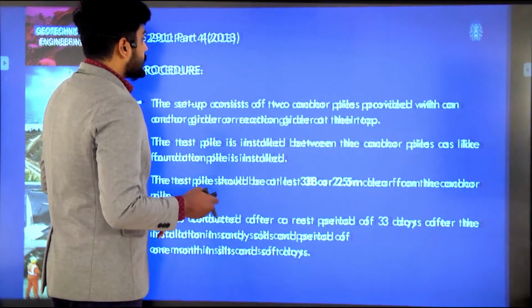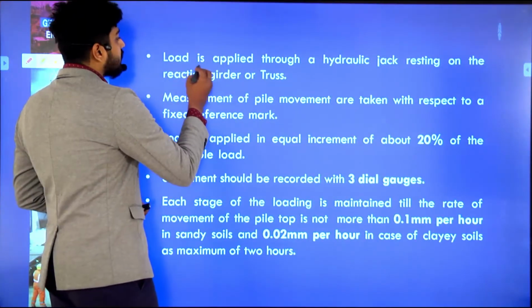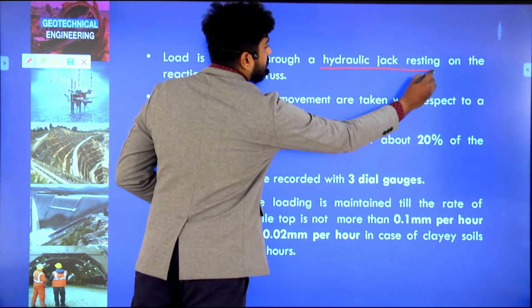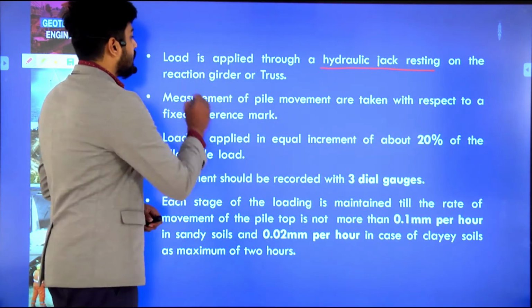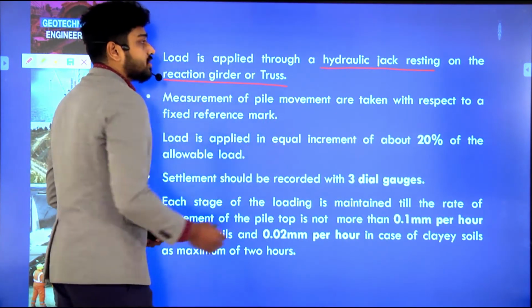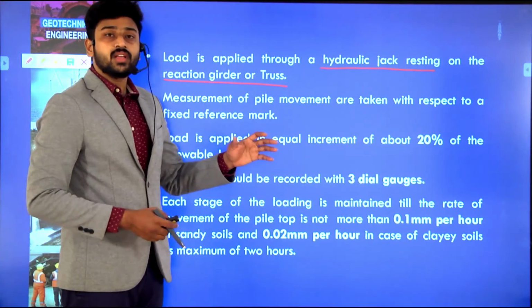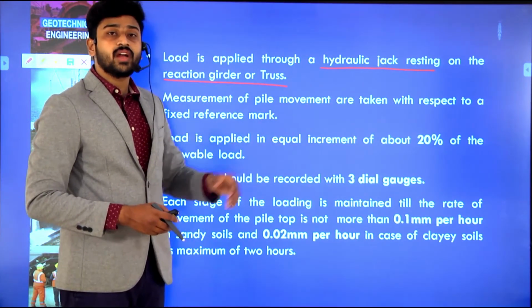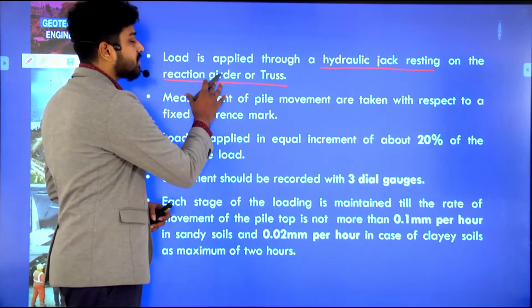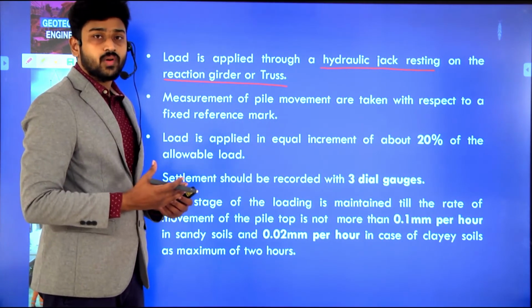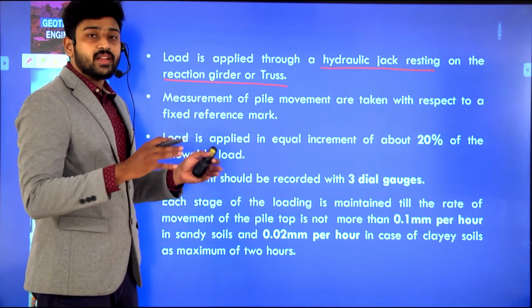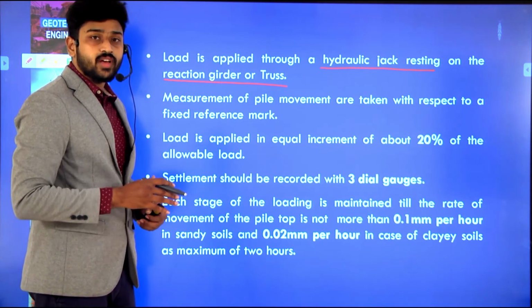Now, the load is applied through the hydraulic jack resting on the reaction girder or the truss. That means whatever the load is, it is applied through this hydraulic jack that is resting on the reaction girder or the truss, because it can be either a reaction frame or a truss sort of arrangement.